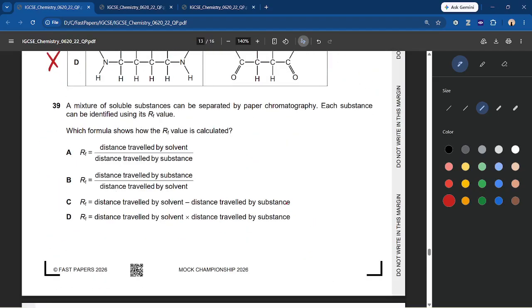All right, 39. A mixture of soluble substances can be separated by paper chromatography. Each substance can be identified using its RF value. Which formula shows how the RF value is calculated? So this is very straightforward. This is just going to be B.